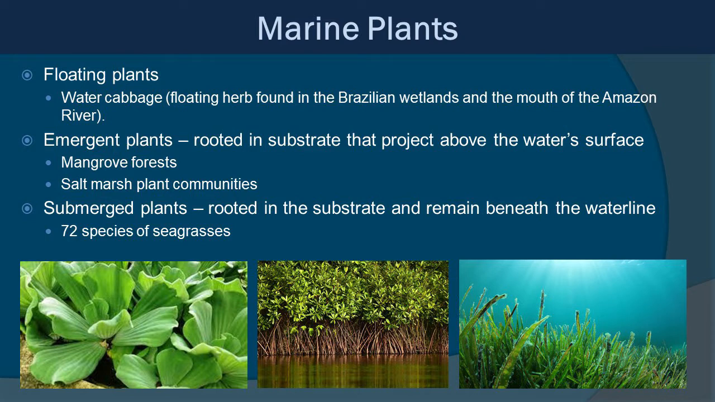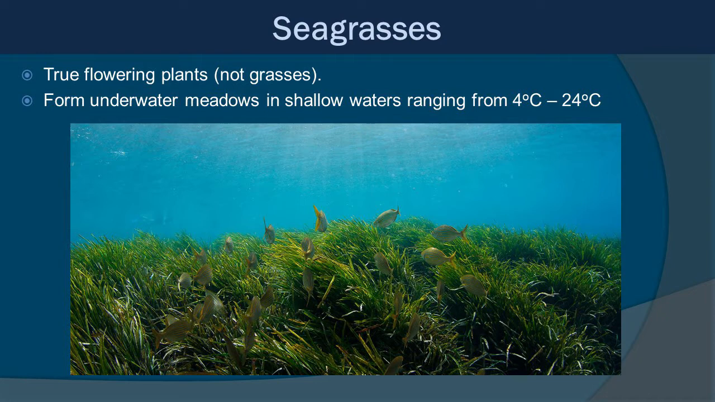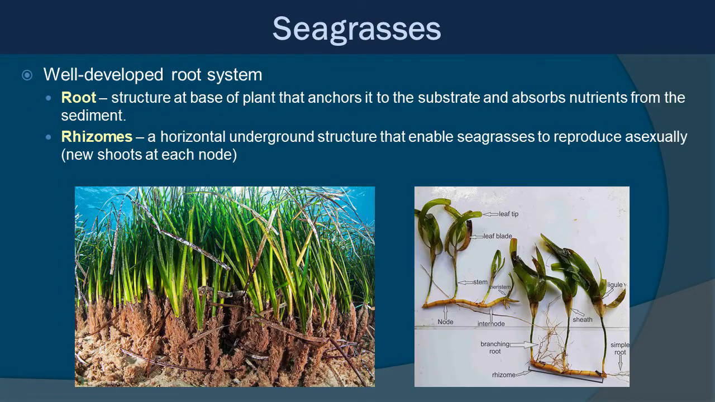When we look at submerged plants, we're looking at plants that are rooted into substrate, but they remain beneath the waterline. An example of that would be seagrasses. Speaking of seagrasses, let's talk about them. Seagrasses are actually true flowering plants. They are not classified as grasses, but they do form these underwater meadows in shallow coastal waters, ranging in temperatures between 4 degrees and about 24 degrees Celsius.